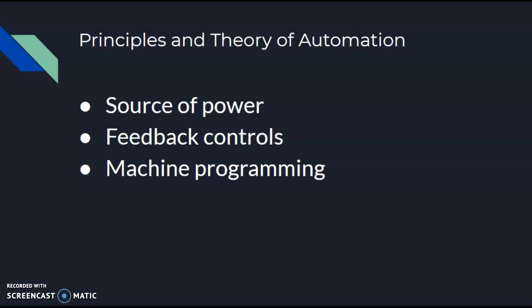Feedback controls are widely used in modern automated systems. They consist of 5 basic components, which are the input, the process being controlled, the output, sensing elements, and the controller and actuating devices. The input is the reference value for the system.